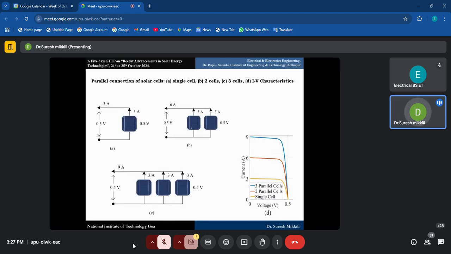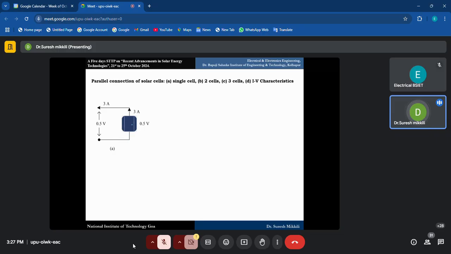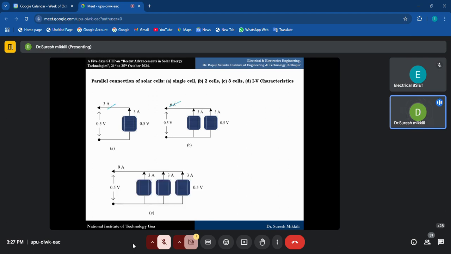One cell we have taken with a value of 0.5 volts and 3 amperes. When connected in parallel, the voltage will be the same, 0.5 volts, but the currents will be added together, so you get 6 amperes. When three cells are added in parallel, the voltage is the same but the currents add, giving 9 amperes. This is for a single cell, two cells, three cells. These are the IV characteristics.